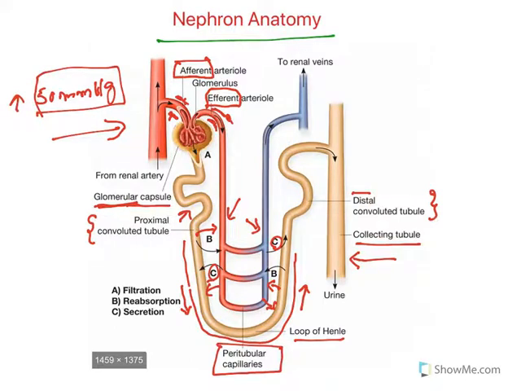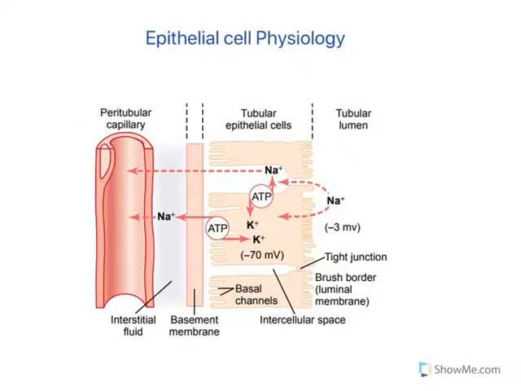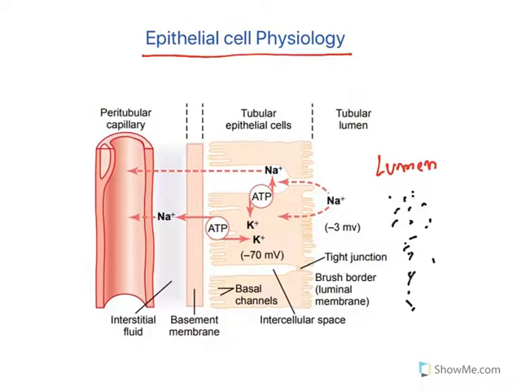Now moving further, see, the entire nephron tubule is made of cells known as epithelial cells. Epithelial cells make the entire tubule. The physiology of the epithelial cell is important. Now this part is known as the lumen. Lumen is the place where the urine forms. The urine will be formed here and goes out from this lumen.